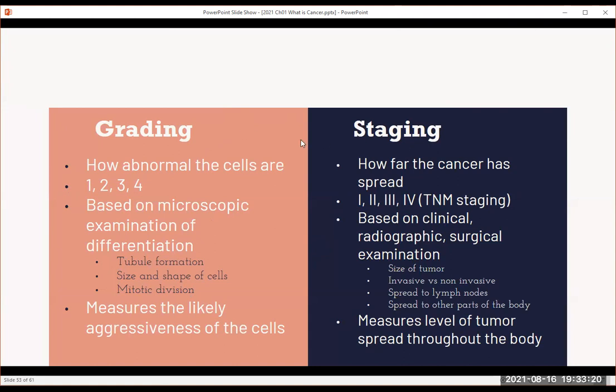Staging is different from grading, as it's looking at how far the cancer has spread. And then you typically have 1, 2, 3, and 4 different stages. One of the staging systems is called TNM, but there are other systems out there. This would be based on clinical, radiographical, and surgical examination, and it takes into account these various features, and it measures the levels of tumor spread throughout the body. So you can see how these things are similar but different, right?